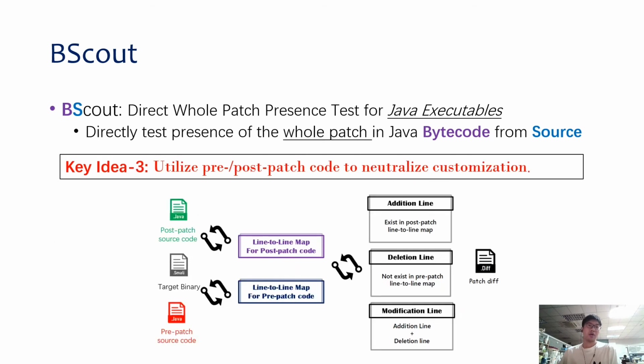Another important side of BScout is neutralizing both pre-patch and post-patch source code to neutralize customization. Thus, we could only consider patch-related code changes in the matching process.